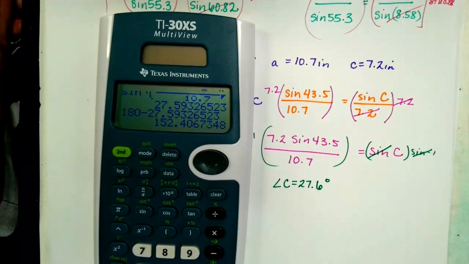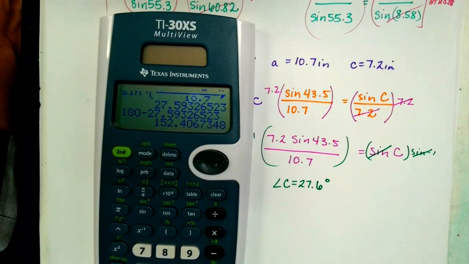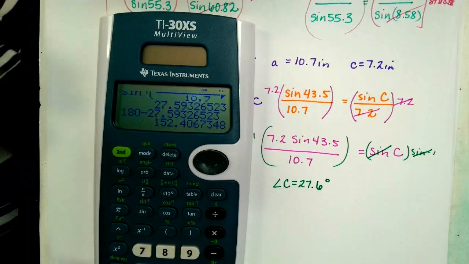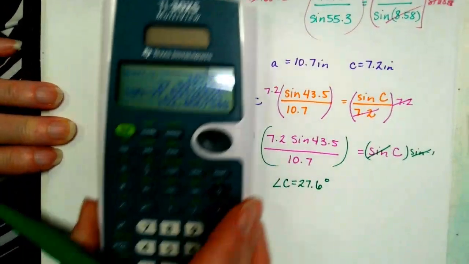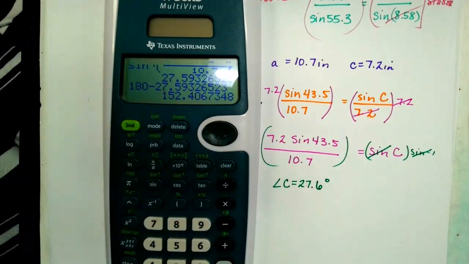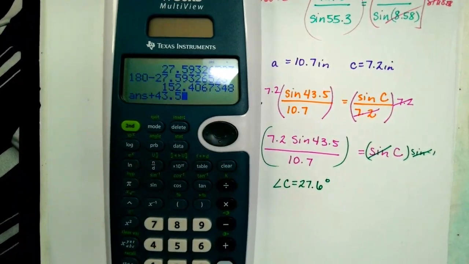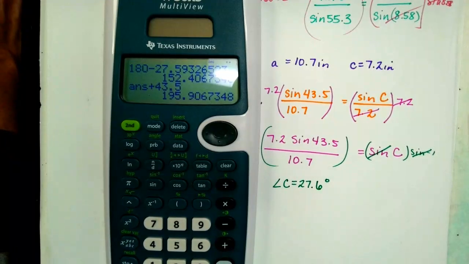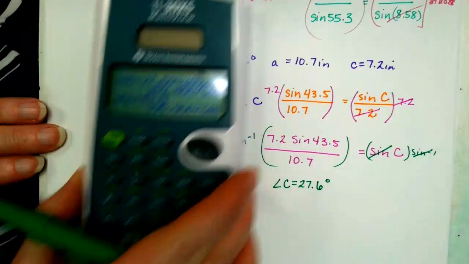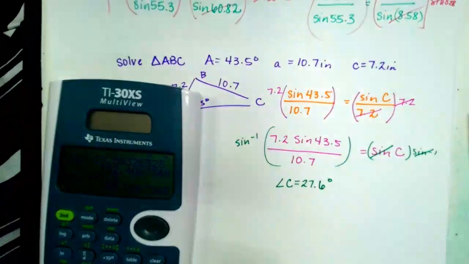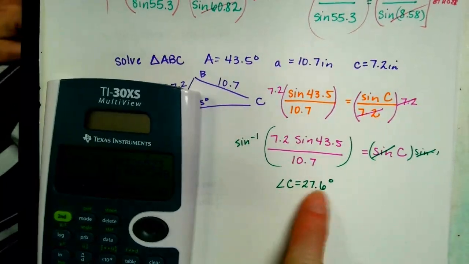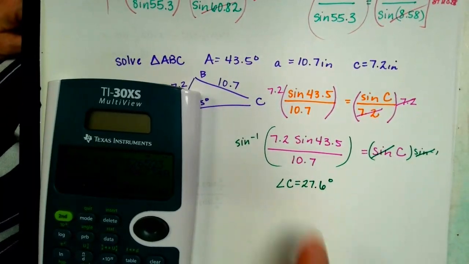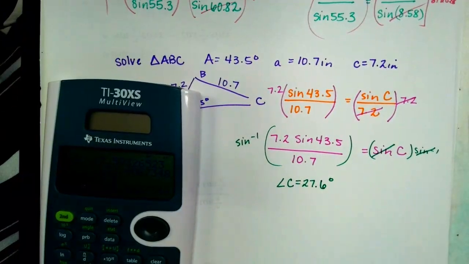Now that's a pretty big angle. So I have to check and see, will that work with the given angle to close up a triangle? So the original angle they gave me was 43.5. If I do 152 plus 43.5, I'm at 195, which is already too big for a triangle. And that's not even counting the third angle. That means this particular set of numbers only has one triangle there. And it's this one with the 27.6. So I can finish solving for this and I'm done on this one.